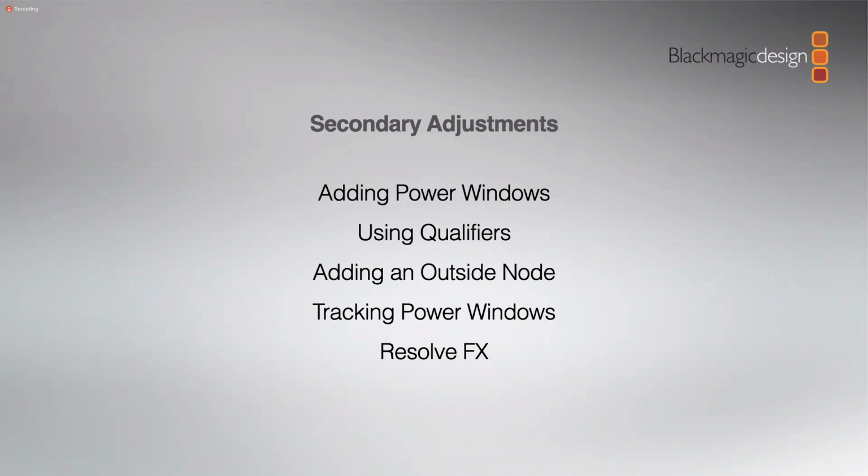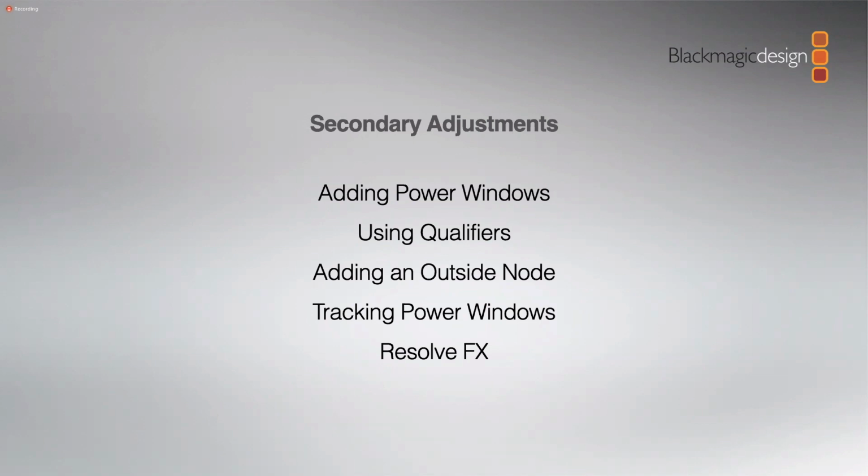As I mentioned previously, everything we've just done so far in this session is actually called a primary correction or a primary adjustment. And what that means is that although you might be targeting the adjustment into the lift or the gamma or the gain, it's actually applying it to the whole image. So all elements of the image that fall within that part of the tonal range are going to be affected.